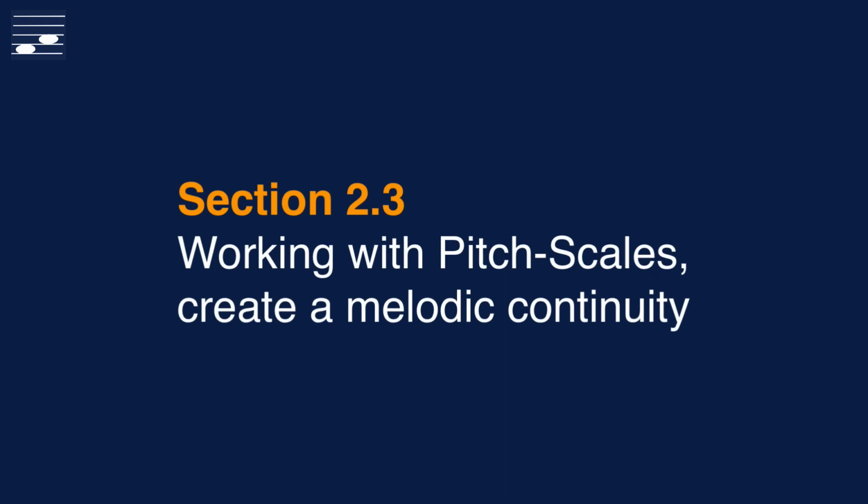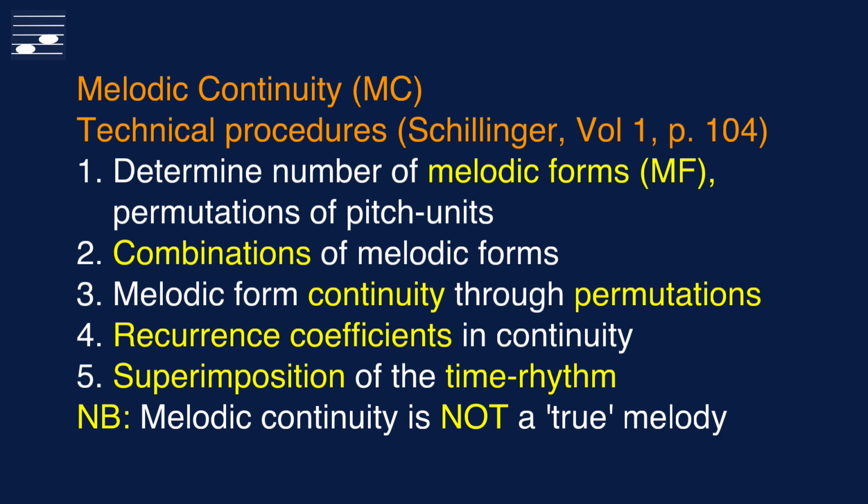In part 1 you learned about working with pitch scales and how to create a melodic continuity. To this end there was a 5-step procedure where we first determined the possible set of melodic forms, through permutation of the ordered pitch unit set in the scale. Connecting a number of melodic forms with recurrence coefficients yields a melodic continuity that in the last step must be overlaid with a time rhythm. It is important to realize that a melodic continuity is not the same as a fully fledged melody. It lacks several properties of a good melody, and the latter subject is covered in a separate Schillinger book.